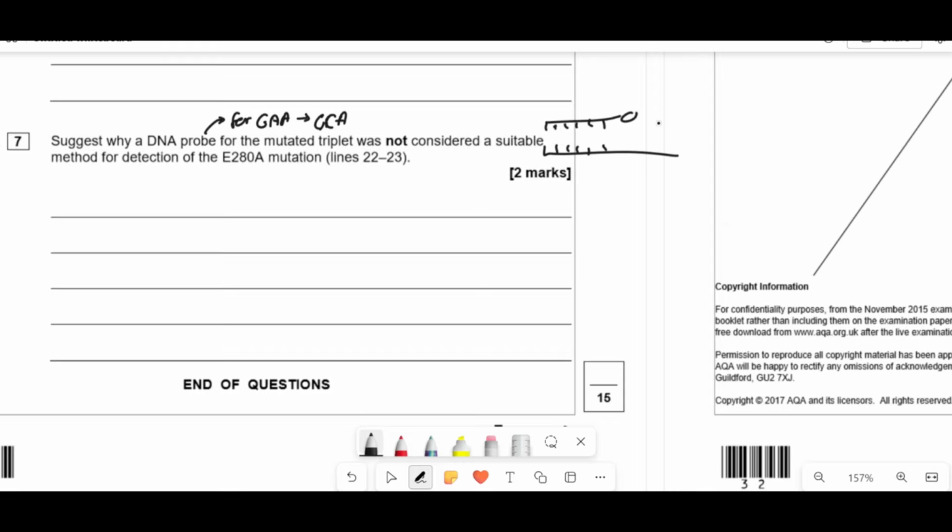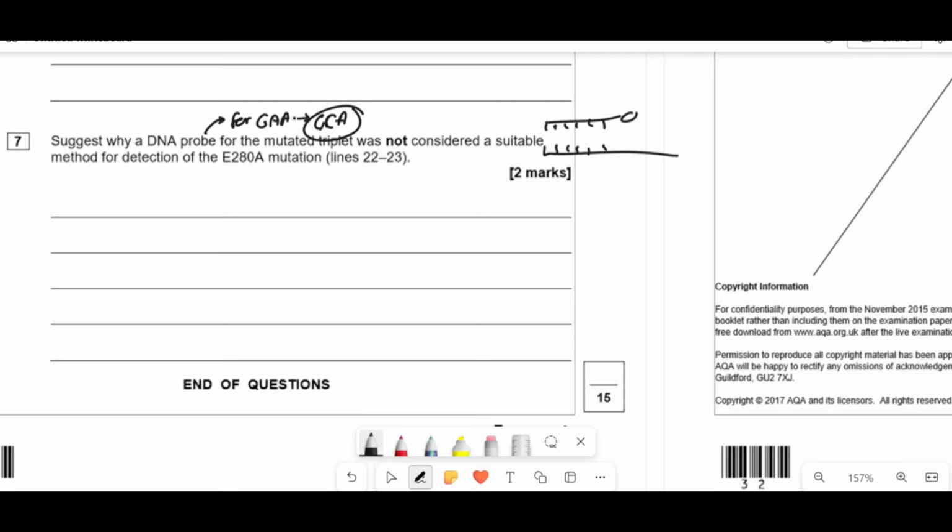So a lot of people just fumbled on this. 10 people didn't even try the question. 5% just skipped over it, and only 25% actually got a single mark on this question. A lot of people were just saying you couldn't determine whether the mutation was there or not. A lot of people were saying that you'd need a lot of different primers and all kinds of stuff like that. Look at it again.